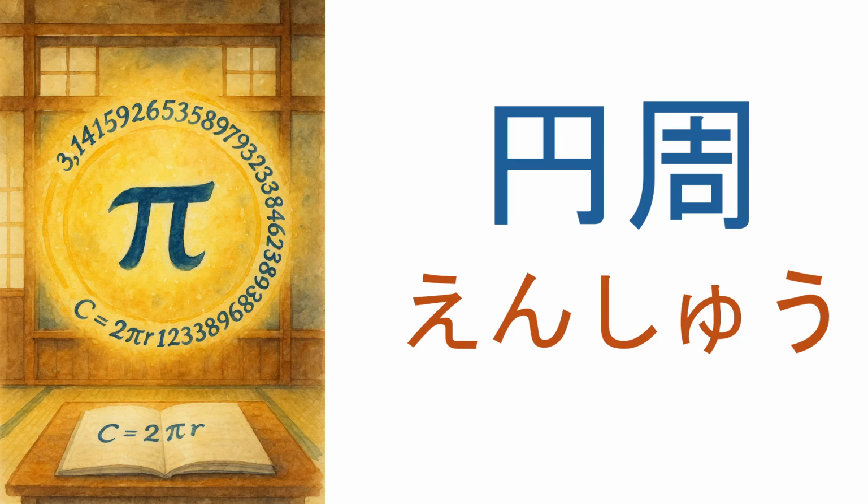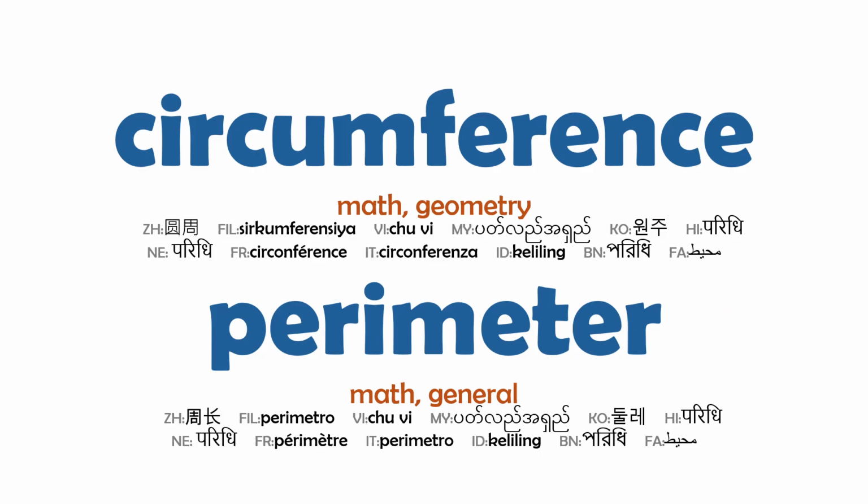Let's get started. えんしゅう. The word えんしゅう means the distance around a circle. It is the length of a circle's outer edge, and in math, you calculate えんしゅう with formulas like 2 pi r or pi d. You can also hear えんしゅう used more generally to refer to an object's perimeter.